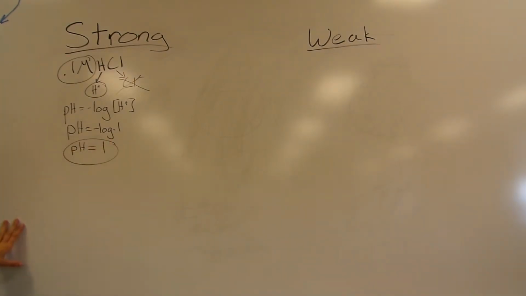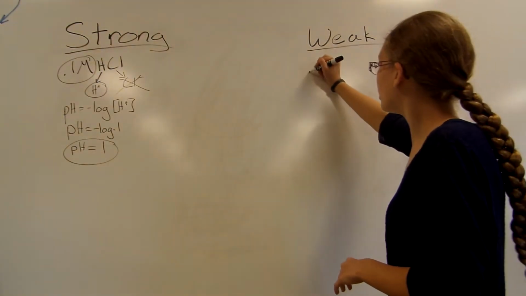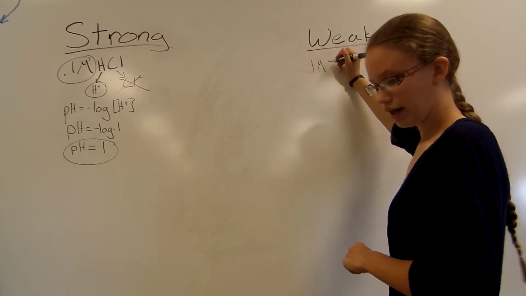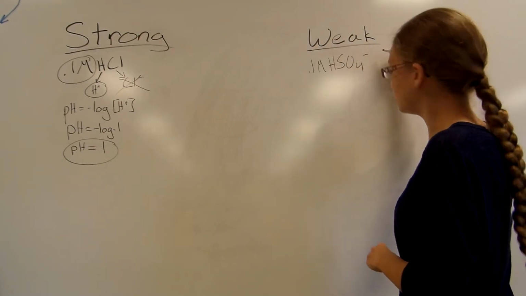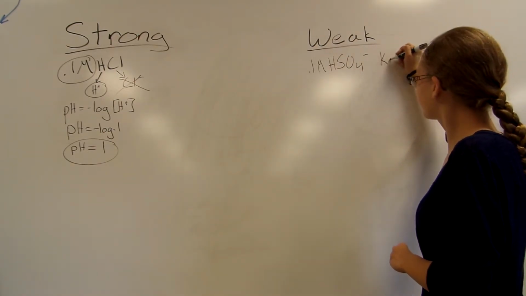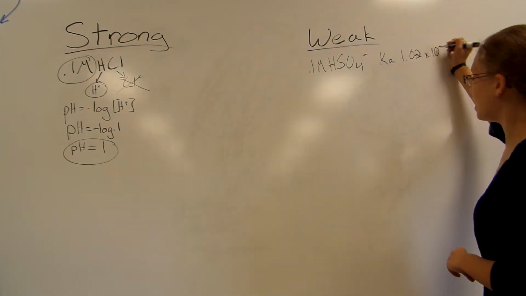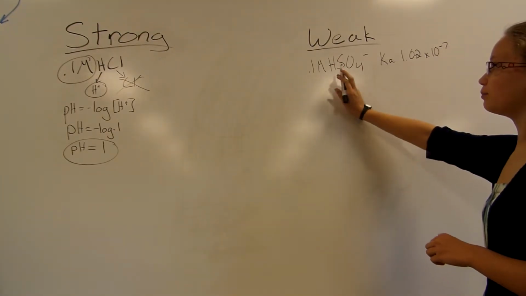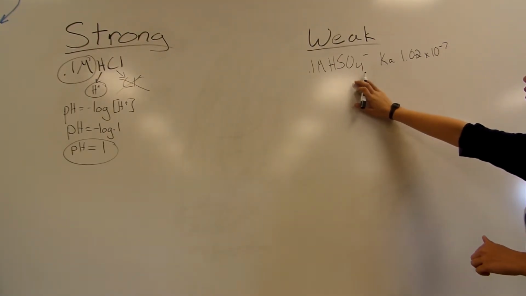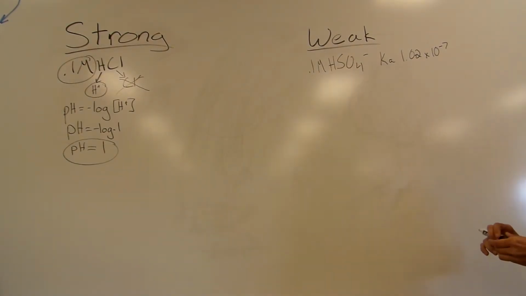Not very difficult. Over in our weak acid, we're going to have 0.1 molar HSO4 minus, which has a Ka of 1.02 times 10 to the negative 7th. We know that this will not completely break up into H plus and SO4 minus, and that this SO4 minus might have slight basic properties.